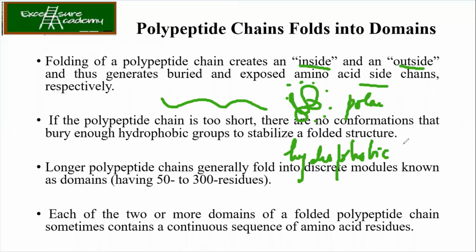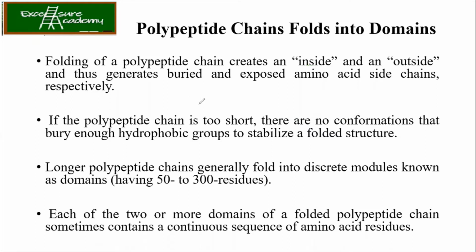Now, if the polypeptide chain is too short, there is no conformation, right? Because then they are called peptides. Pentapeptides, heptapeptides, or decapeptides, they will not fold anywhere. There is no conformation that buries enough hydrophobic groups to stabilize the folded structure. But if you have a longer polypeptide chain, then it will definitely fold to form a domain. So minimum how much? Around 50 to 300 residues are required for a polypeptide chain to fold and become a domain.